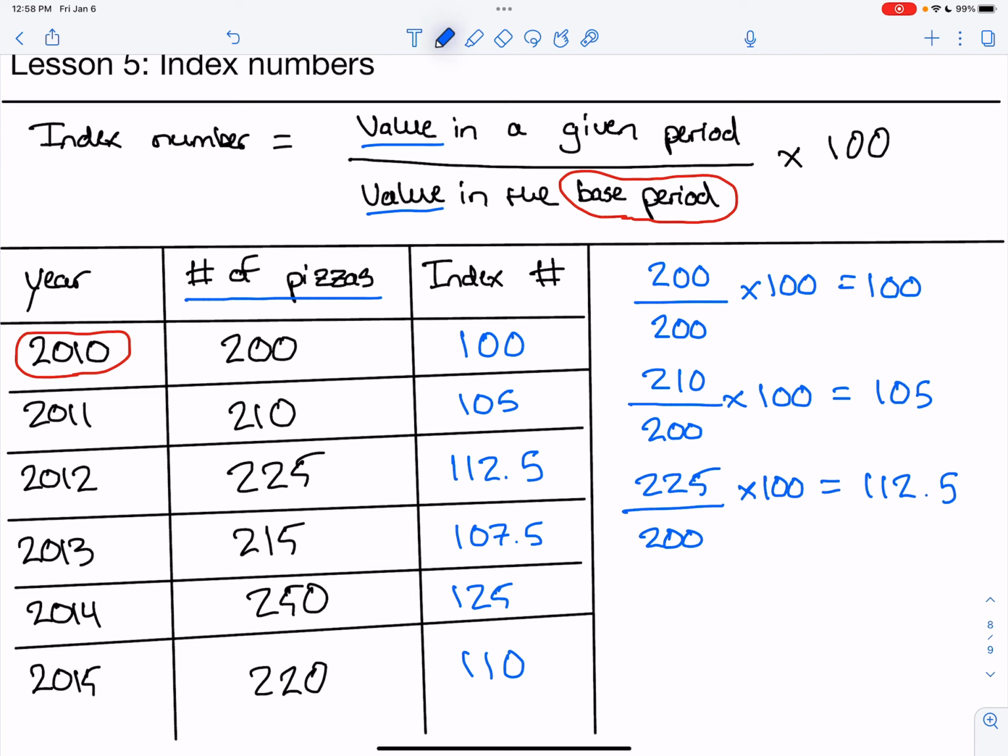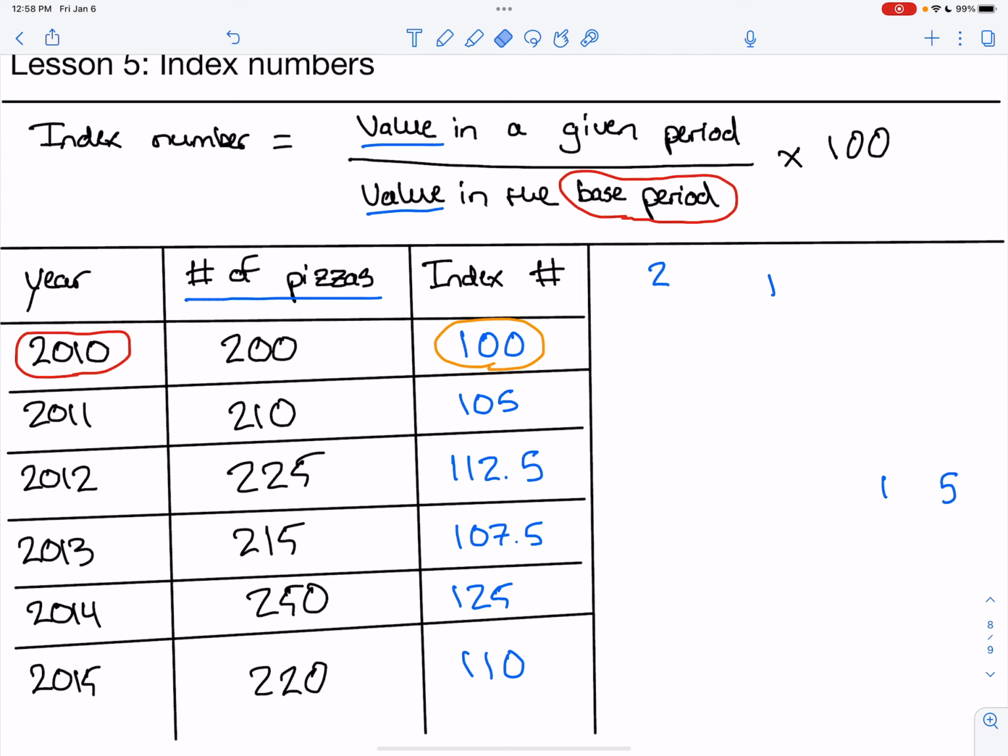So how have we done that? Well, let's start with the fact that the index number in 2010 is always 100, right? Now, when we talk about percentage, we're really talking about a fraction out of 100, right? So if I say 15%, another way of expressing 15% is by just saying 15 out of 100, right?